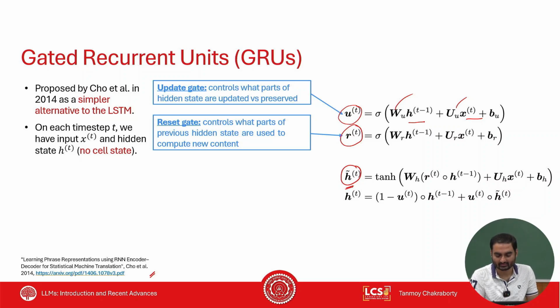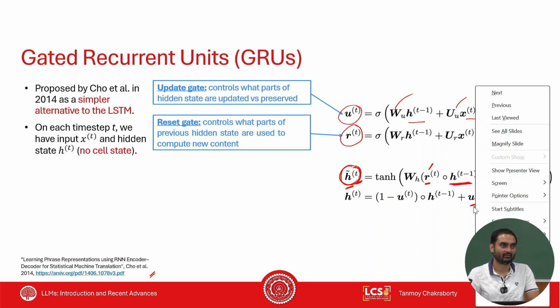Now this hidden state content H tilde is essentially controlled by R. What is R? R is the reset gate, right? So R will decide how much of the previous hidden state will be used to generate the content. So you generate the content, which is H tilde, a function of the previous hidden state and the current input. And then this content will again be controlled by the update gate.